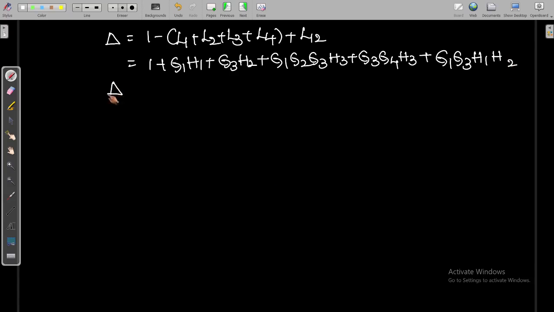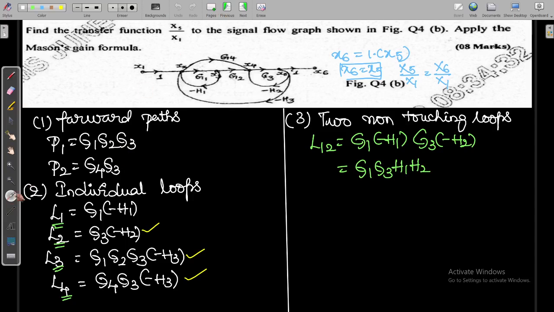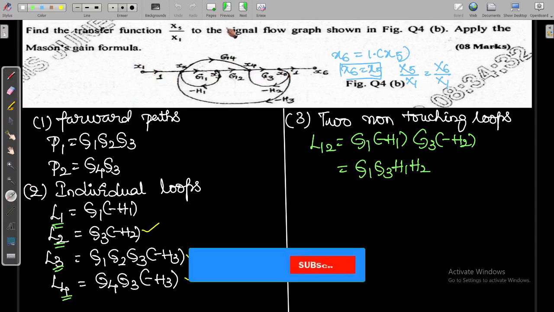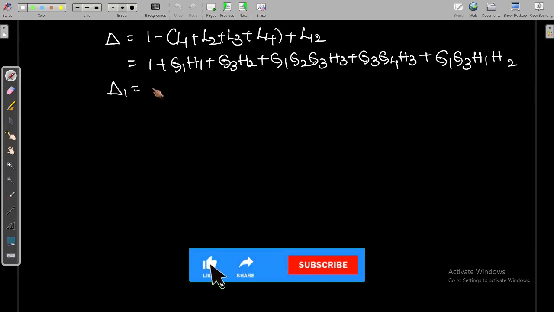Next you have to find delta 1. So delta 1 will be for the first forward path. The forward path is touching all the loops, so you can't take any, the delta 1 value will become 1 minus 0, that is equal to 1.